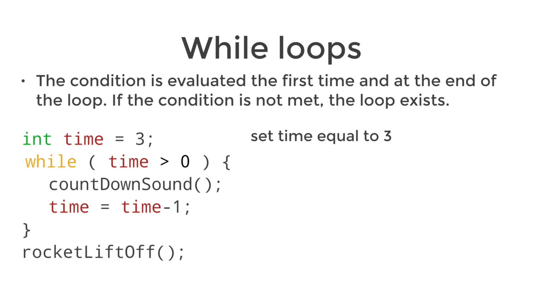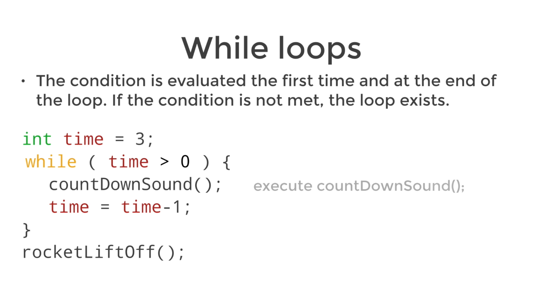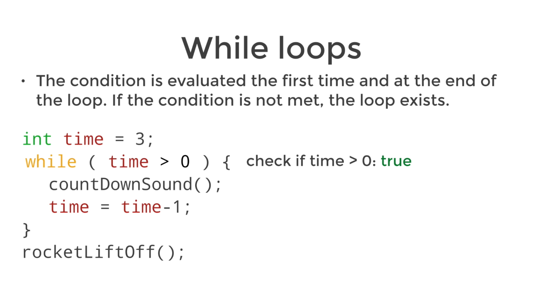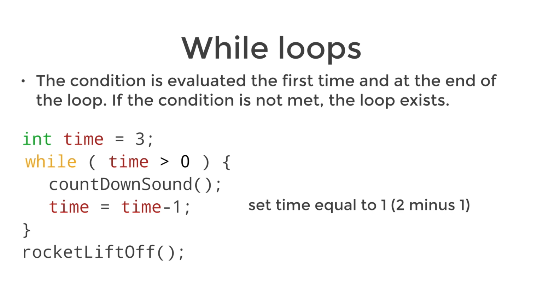So we're setting the value of time equal to 3. Then we check the condition of the while loop. We are checking if time is greater than 0, which it is. So we enter the loop and execute countdown sound, and then we set the value of time equal to 2. Next, the condition is evaluated again because we've gotten to the end of the loop, so we're going back to the beginning. And it is still true, 2 is greater than 0, so the countdown sound is executed, and next the time variable is set to 1, 2 minus 1.